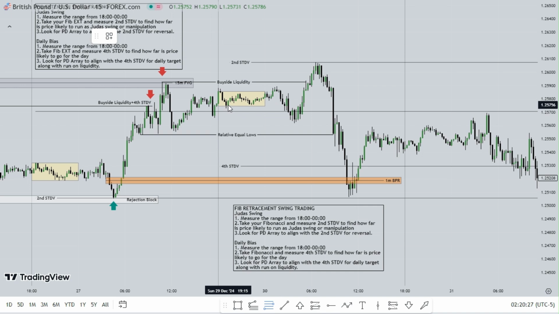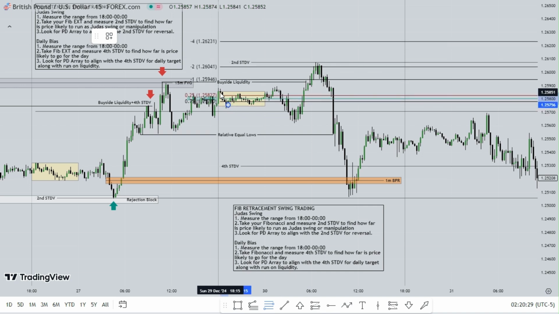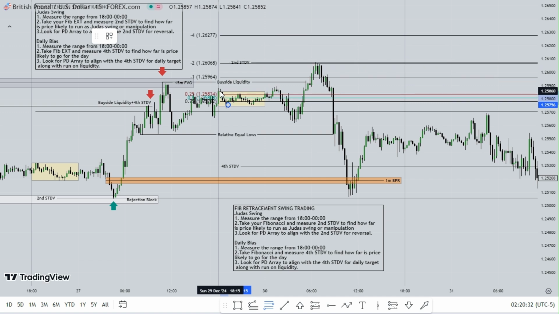So we're going to measure from this body here to this high here, to this high here. Now you see that we measured the body. We didn't use the wicks, but we used the bodies to measure when we're using the Fibonacci retracement. But when we're using Fibonacci extension, we're going to be using the whole wicks with the bodies. So that's the difference between the two.